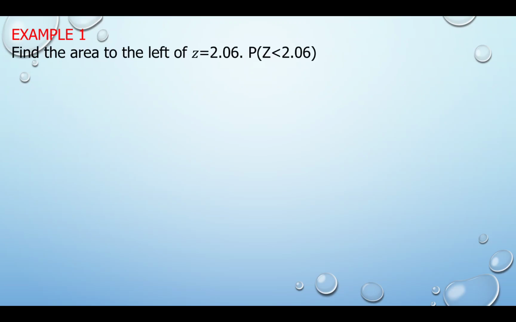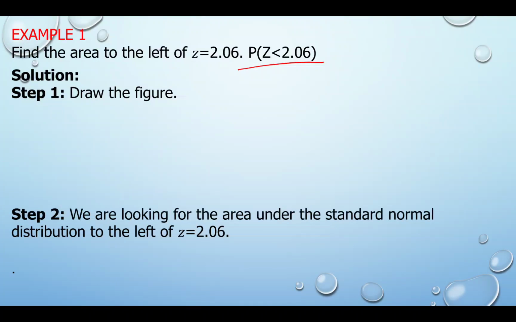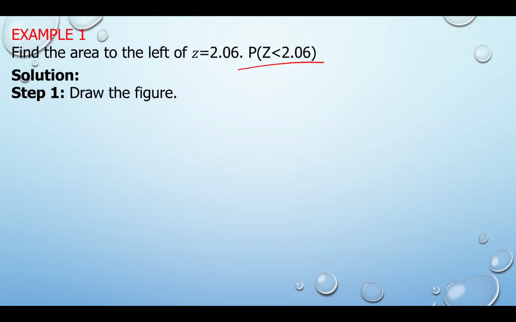Yan. Example. Find the area to the left of z, 2.06. So, meaning to say, you write it probability of z less than 2.06. Kasi left. Alam naman natin left and right eh. Pag left, less than. Pag right, greater than. So, first, you have to draw. No? And then, after you draw, you're going to look for that.